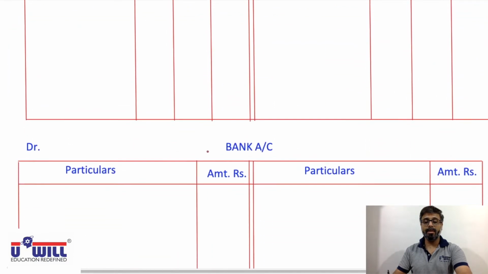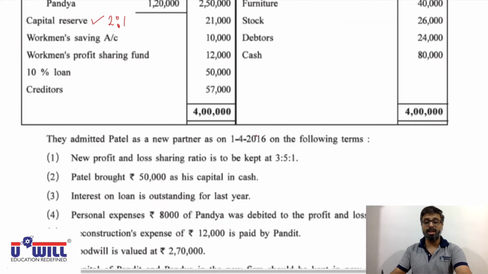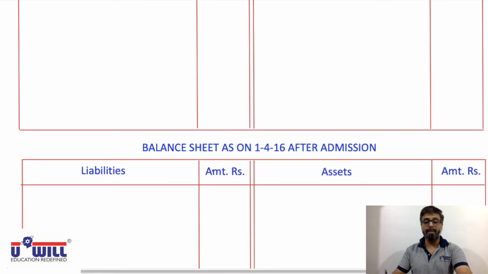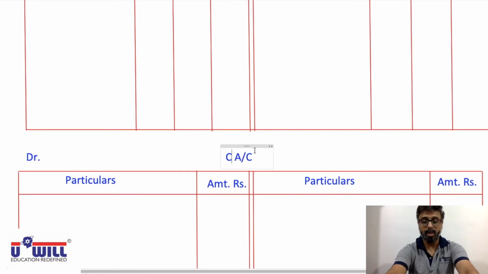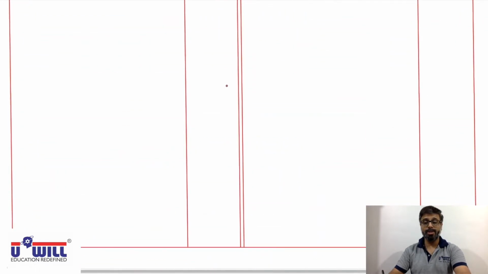Then bank or cash account. Here we have cash, so instead of bank account you can make a cash account itself. And the balance sheet as on 1/4/16 after admission. So all of you make these formats, pause the video and make them, and once you are done with the formats, you can play the video again. Okay, so I start with the solution.